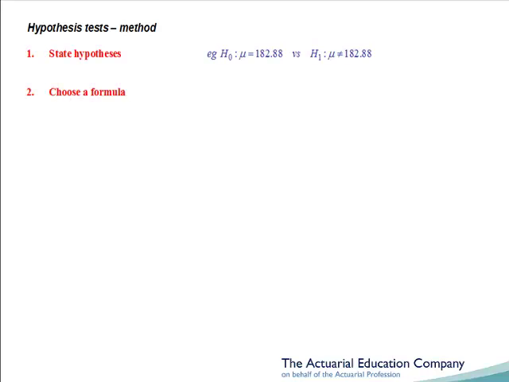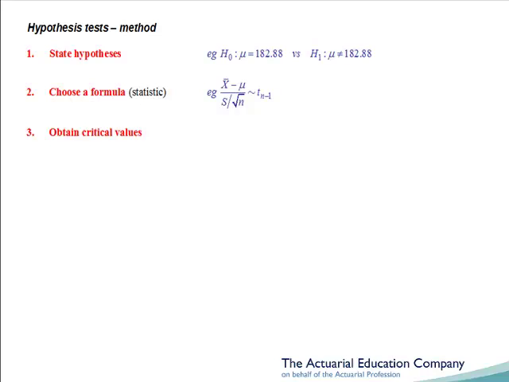Step 2, we need to choose a formula. This is called a statistic. Now in our example, we wanted to test the population mean mu, and so we needed to choose a formula which had mu in it, which was this t result. Similarly, if we were carrying out a test on the population variance, sigma squared, we'd need to choose a formula that had sigma squared in it.